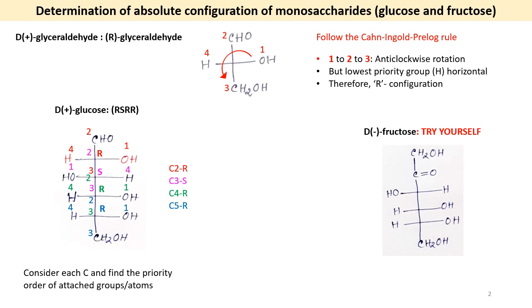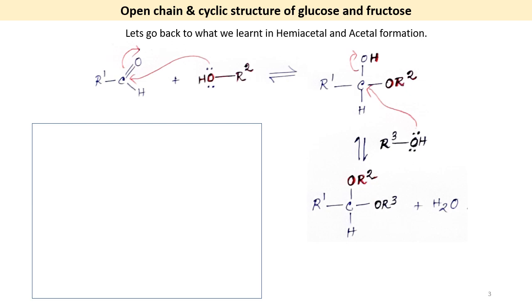You have to assign the configuration at all the 3 carbon atoms which are asymmetric in nature. So in this case of fructose, it will be C3, C4 and C5. Okay. Let's now come to the open chain and cyclic structure of glucose and fructose. So glucose and fructose are the common representative molecules of the monosaccharides, aldose and ketose. That's why we concern ourselves with glucose and fructose a lot while discussing carbohydrates.